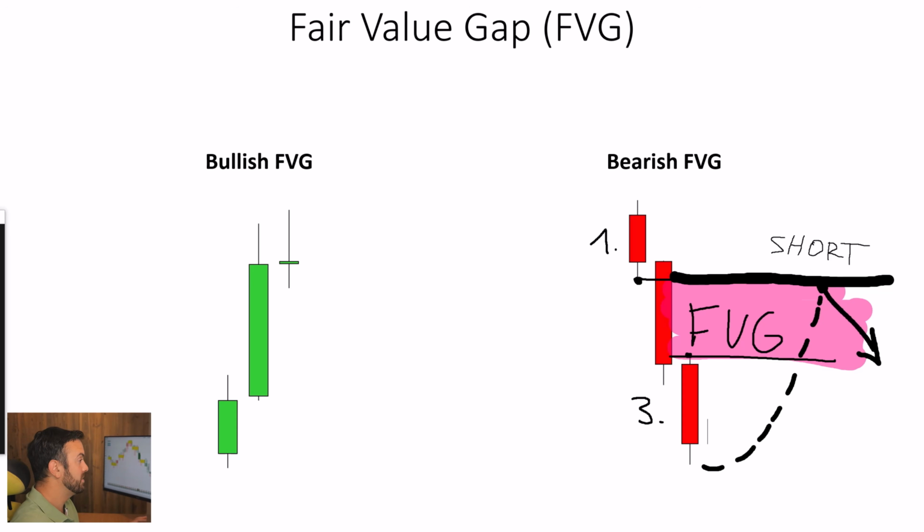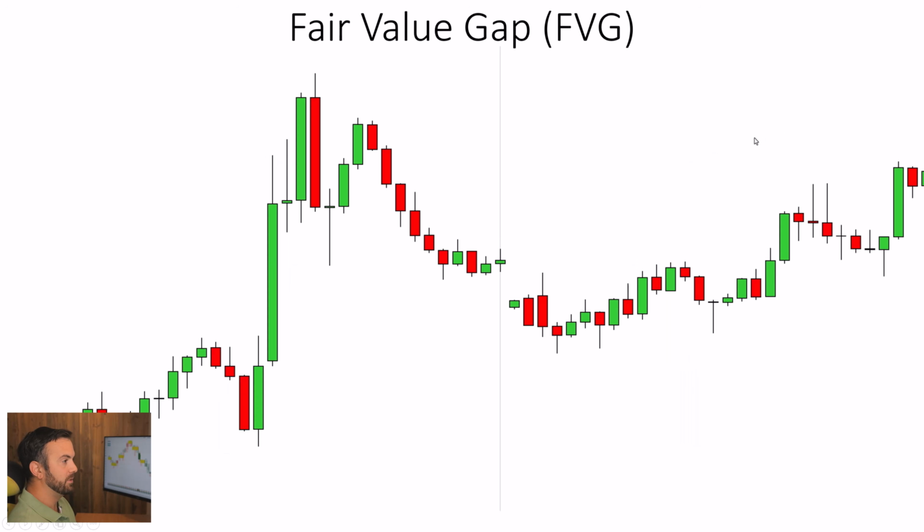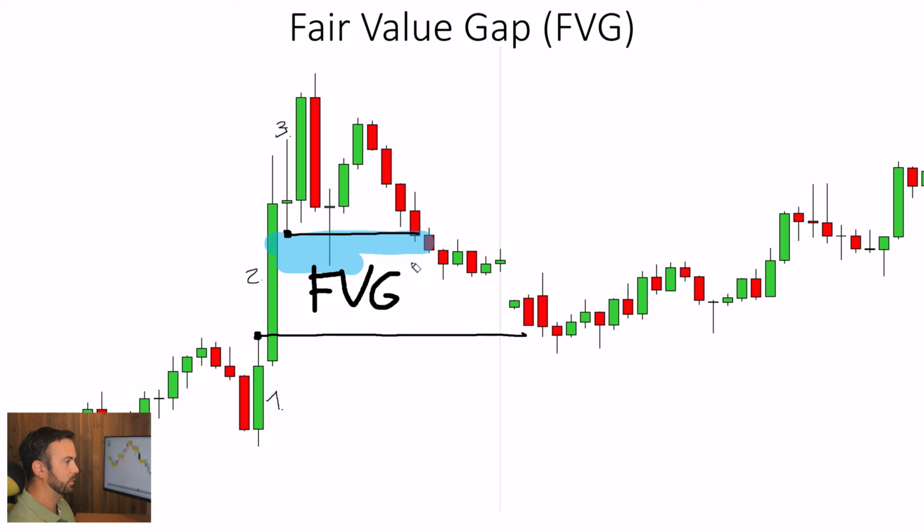It's a very simple formation, quite common to see many times every day. So there are plenty of opportunities to trade this. Now let me show you this on an actual chart. So in here we have candle number 1, this would be candle number 2, this would be candle number 3, and we have the high of candle number 1 and the low of candle number 3, and that space between is the fair value gap, this whole area.